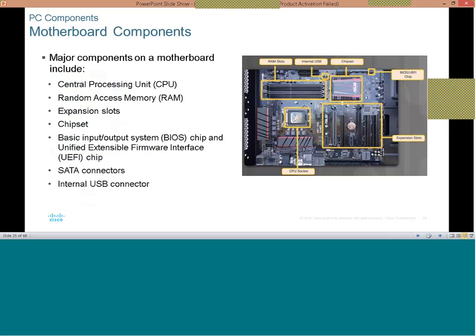So the major components on a motherboard include the central processing unit, and here is the CPU. The CPU you see here is actually the brain of the computer. The CPU takes in your data, decodes your data, and executes. So it does processing of data and all of that. It also helps to determine the speed of the computer. It's one very vital component which our students must know.